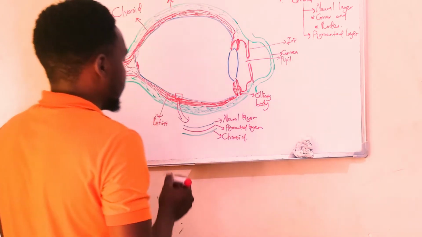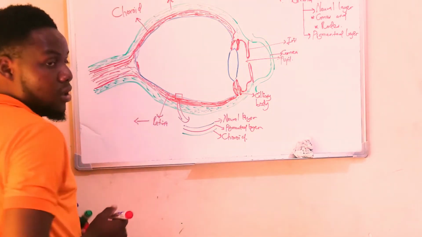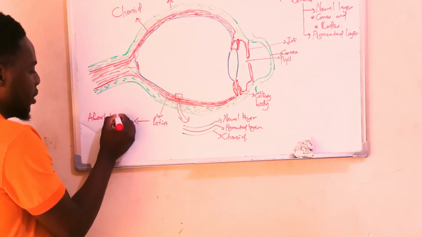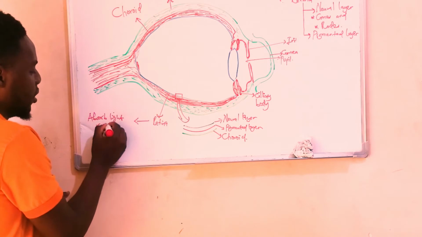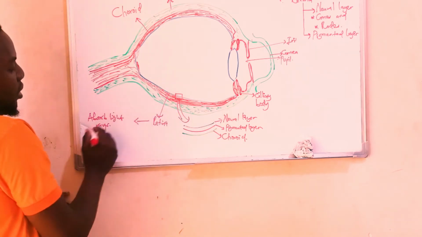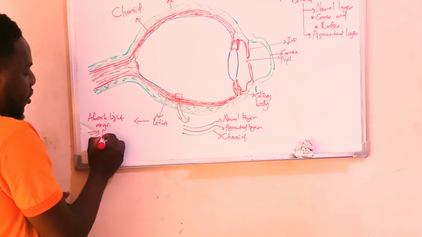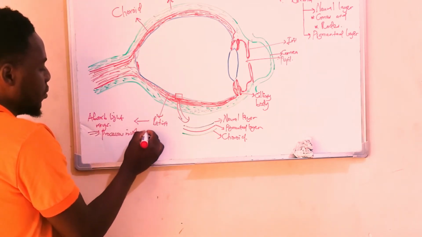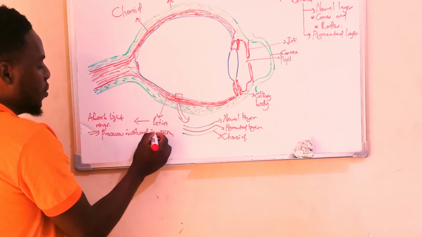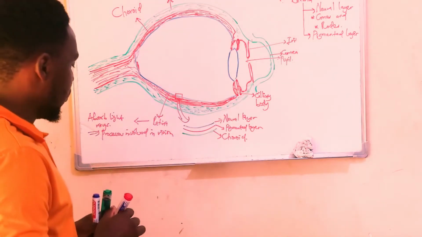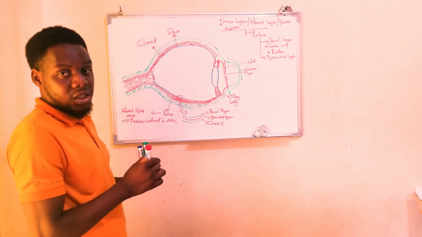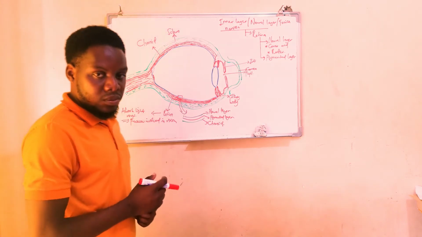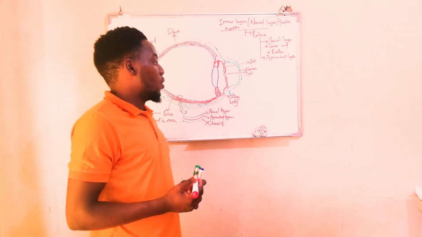So the function of the retina is to absorb light rays. When light rays hit the retina, the processes involved in vision will continue into transduction of the light rays into an action potential that will be sent to the brain for perception of the image to occur.